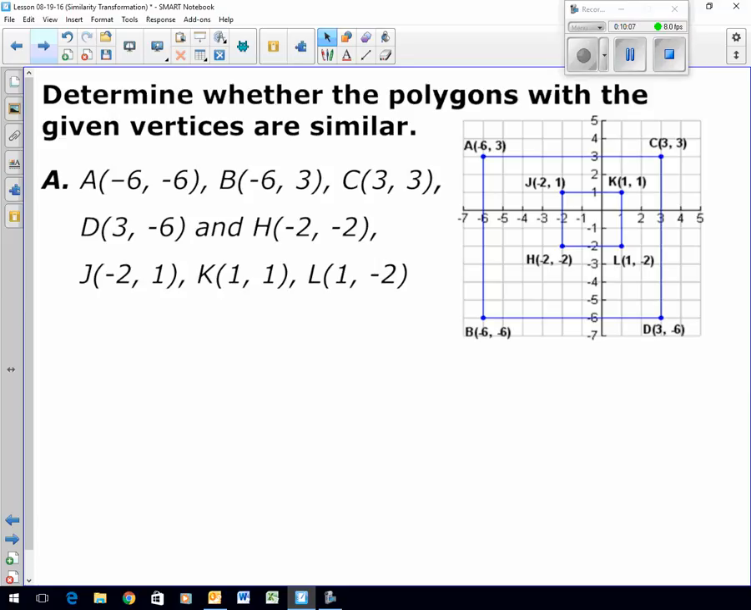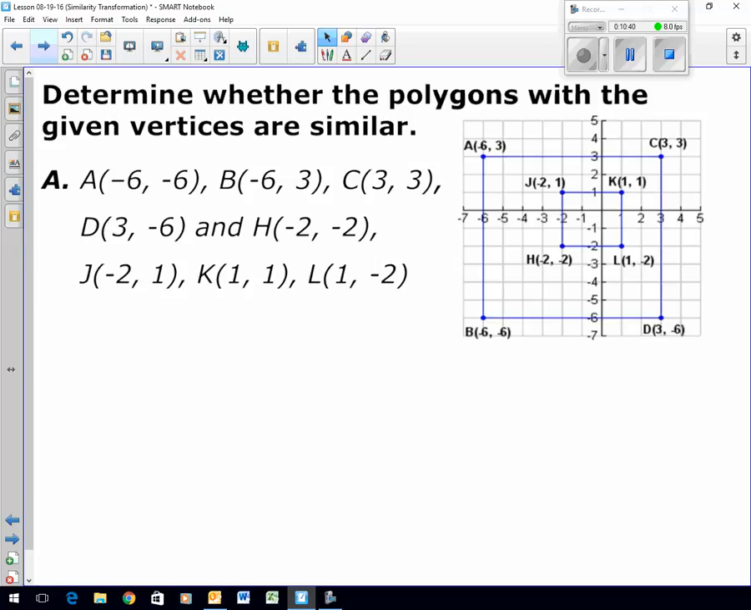All right, here we go. Now I've got to determine whether the polygons of these vertices are similar. Remember, if they're similar, they will have gone through a similarity transformation. So we need what? We need a dilation in and of itself, or we need a dilation and then a translation, reflection, or rotation.